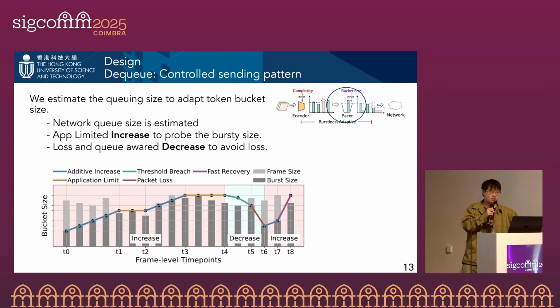When the network is relatively stable, for example, low loss, and no queue is detected, we'll increase the bucket size to allow larger bursts. The purpose of it is to reduce the latency. And when loss occurs, or we sense a queue is building up, then we will decrease the bucket size to avoid overshooting. So this is a very simple control loop to address this problem. Simple, but very efficient.